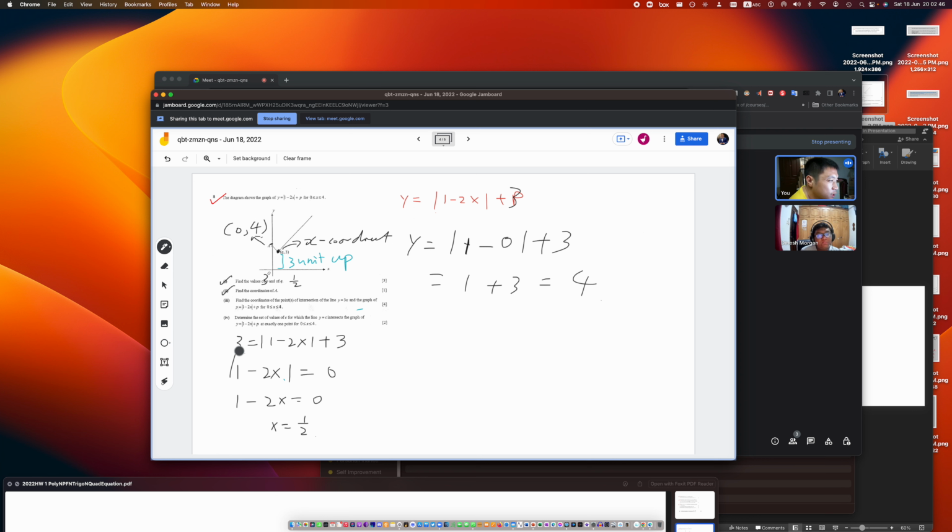Now it says find the coordinate of the point of intersection of the line y equals 3x and the graph. So what do you need to do?